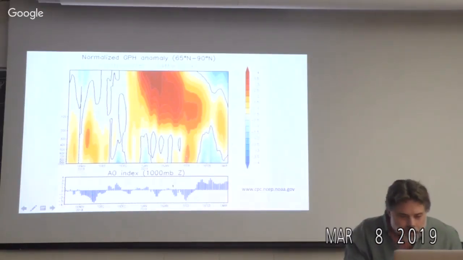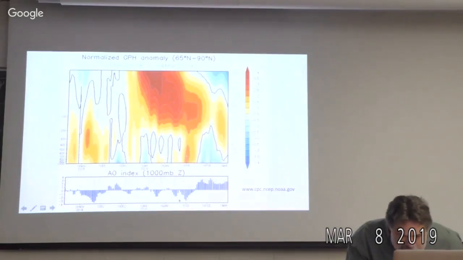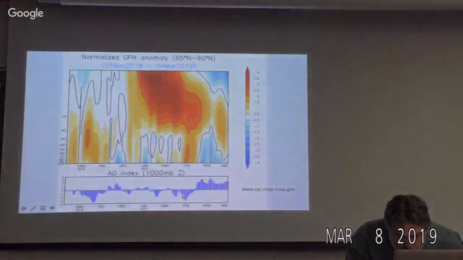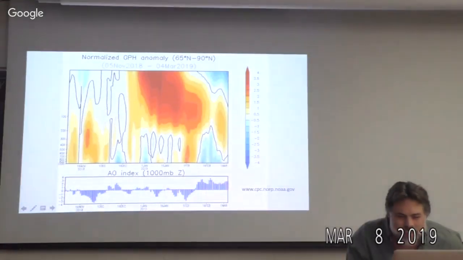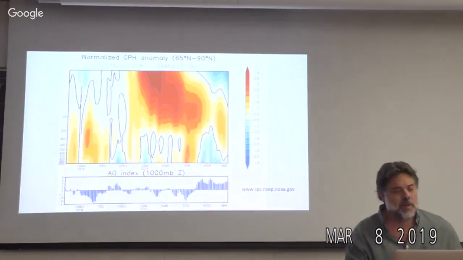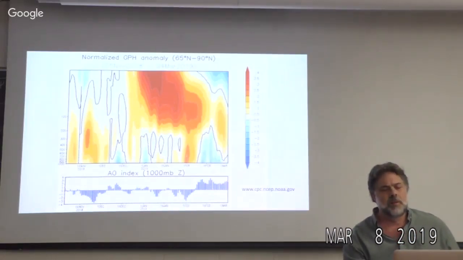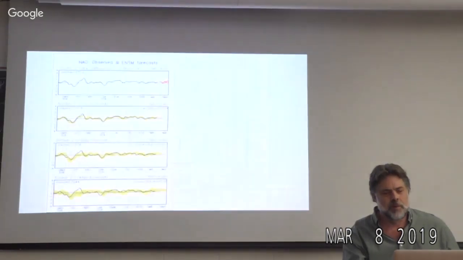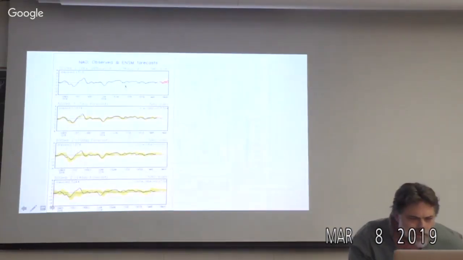This AO index seems to bear some resemblance in this portion of the figure. February it was negative, but then it switched to positive, but we're cold in March. So I was a little disappointed. I thought maybe the NAM or the AO index would relate more clearly to what's happening with our weather. This one's hopeless. I can't even understand this now.